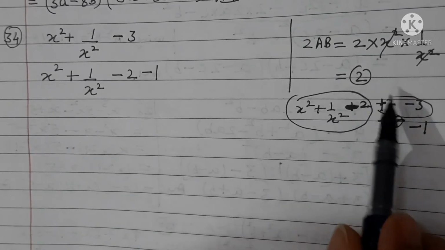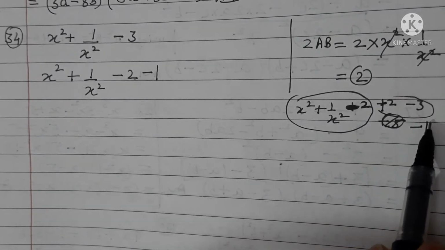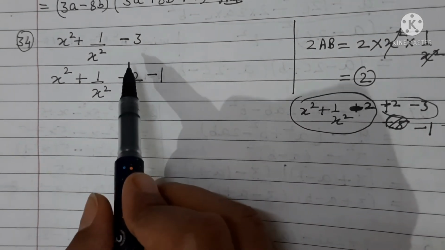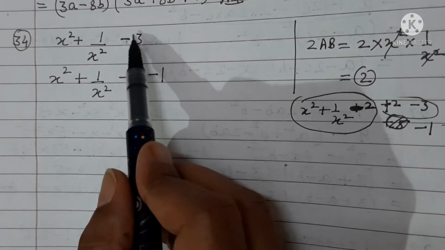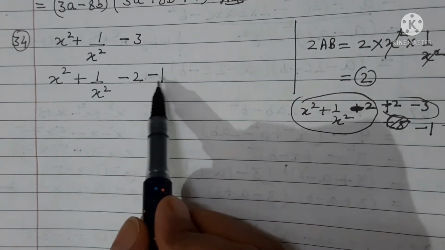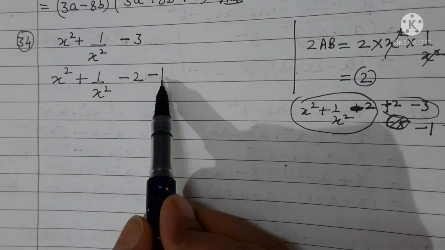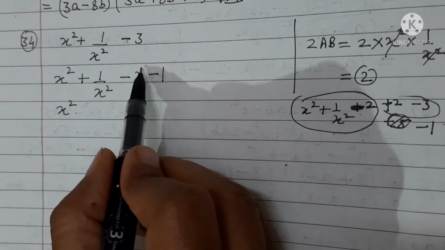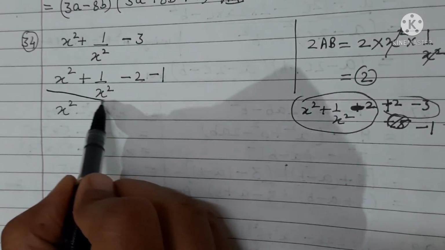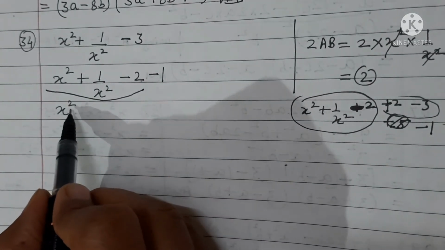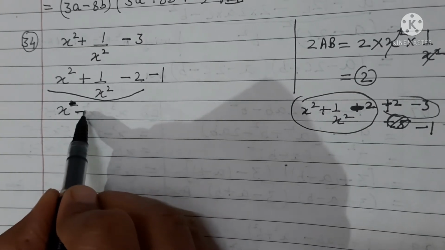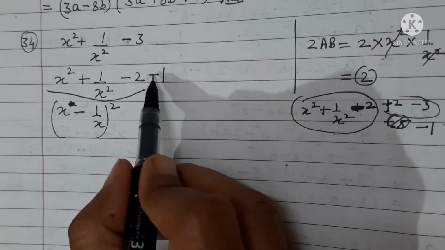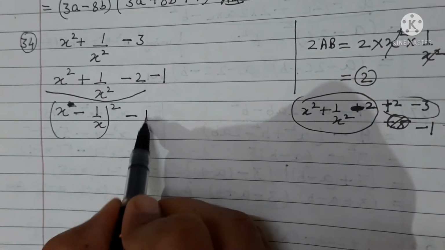So a minus b whole square, and you can write 1 as 1 square. So that I use minus 2 here, and if minus 2, we can take it in the constant term by breaking the numbers. So use this method. These three terms make a whole square of x minus 1 upon x whole square, and this is minus 1 square.